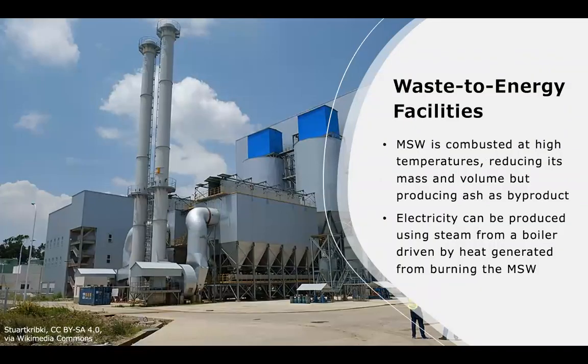Now, waste to energy facilities, this is one tier up from landfills on the EPA hierarchy. In these facilities, municipal solid waste is combusted at high temperatures. This reduces its mass and volume, but it produces ash as a byproduct. And of course, the heat that's generated from this combustion can be used to produce steam with a boiler, and then that steam can be used to generate electricity. So that's how the waste is converted into electricity.